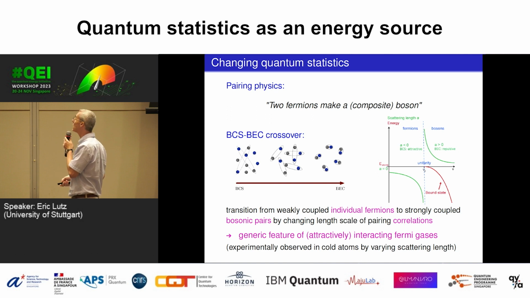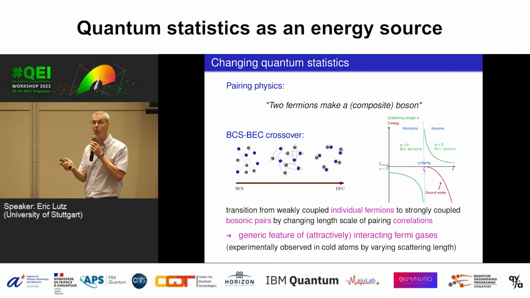And in concrete systems, this is directly linked to what people call the BCS-BEC crossover, namely the crossover between the Bardeen-Cooper-Schrieffer theory of superconductivity on the one hand and the theory of Bose-Einstein condensation on the other. So what happens in such a crossover can be seen here in this picture. It's basically a transition between weakly coupled individual fermions, like these two, to strongly coupled bosonic pairs, bosonic molecules, and this is done by changing the length scale of the pairing. In other words, by changing the size or the distance between two atoms in such a pair. So by doing that, you can actually move from fermions to bosons.